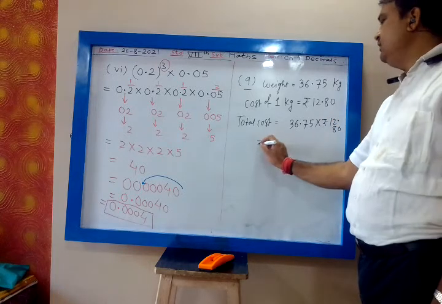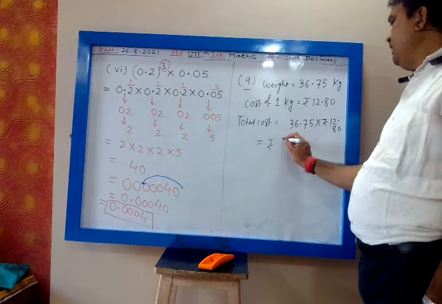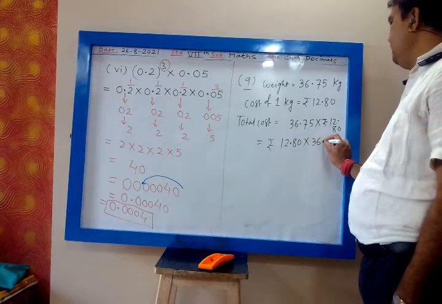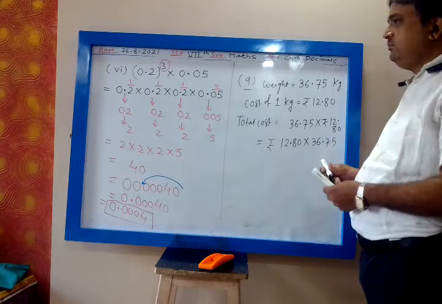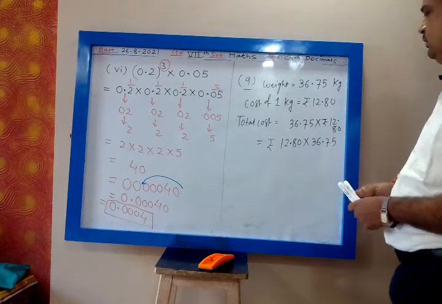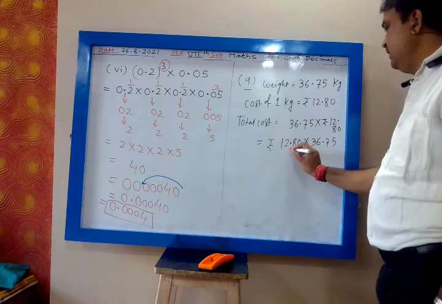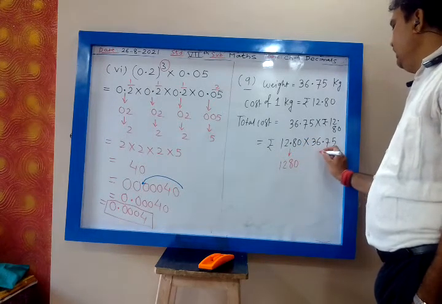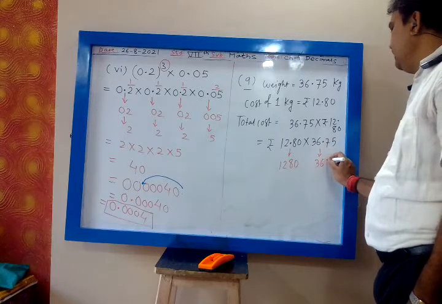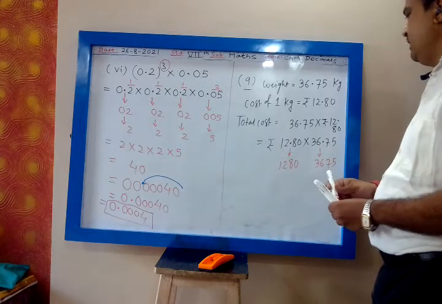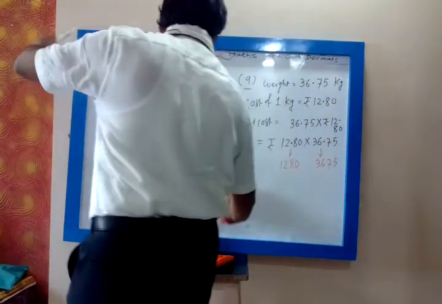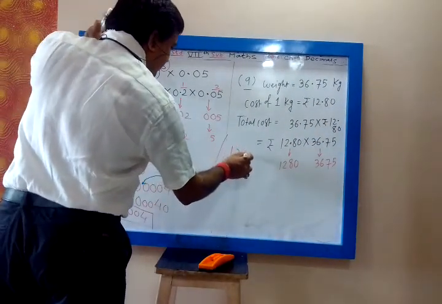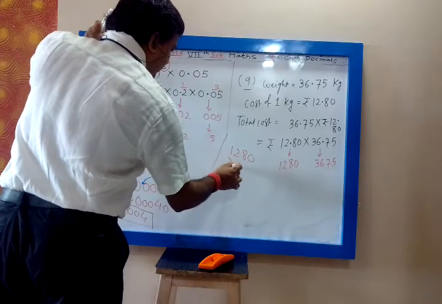Yes, I have told you, you neglect the decimal. So this becomes 1280 and this will become 3675. So multiply this and tell me the answer. You know how to multiply. 1280 multiplied with 3675.